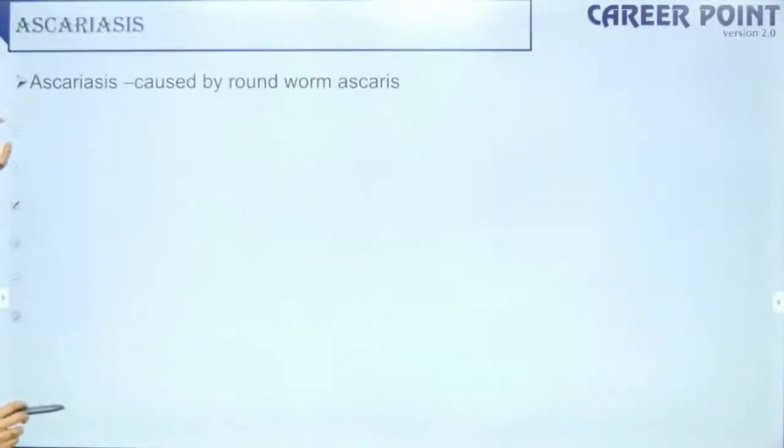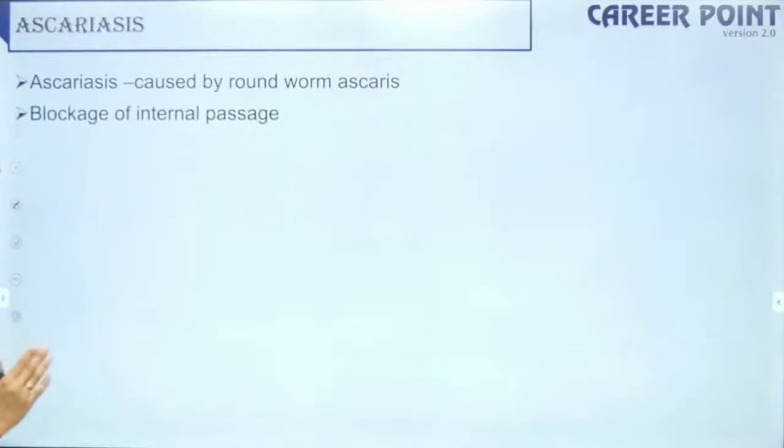The next one is Ascariasis. So Ascariasis and Elephantiasis are all helminthic diseases. Helminthic diseases means they are caused by worms. Helminths, Platyhelminthes, Aschelminthes, they are different phyla in your animal kingdom, right? So Ascariasis is caused by the roundworm Ascaris, right?